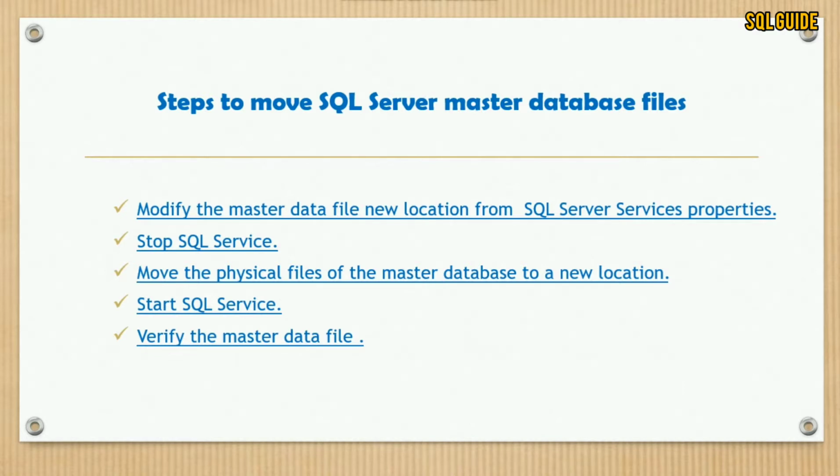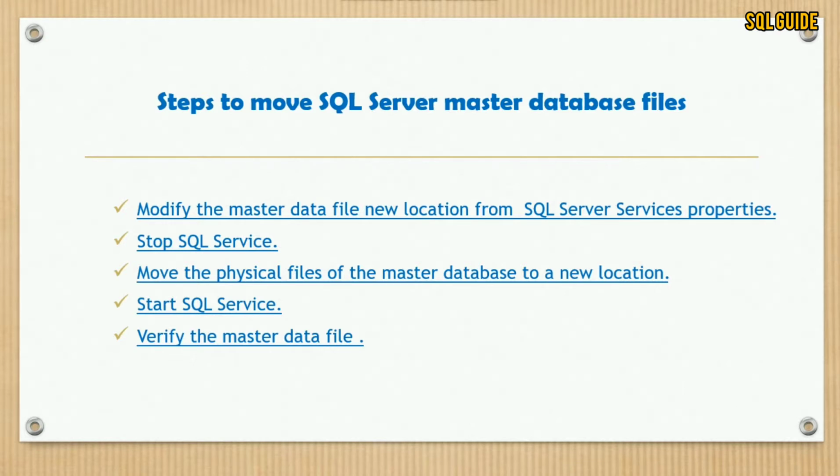First step, modify the master data file new location from SQL Server Services properties. Once you modify the master data file, stop the SQL services. Then move the physical file of the master database to the new location. After moving the physical file of the master database, start SQL services. After starting SQL services, perform the DB health check and verify the master data file.